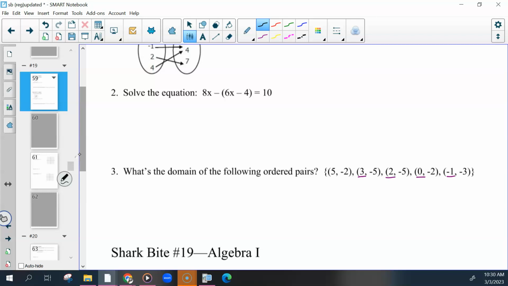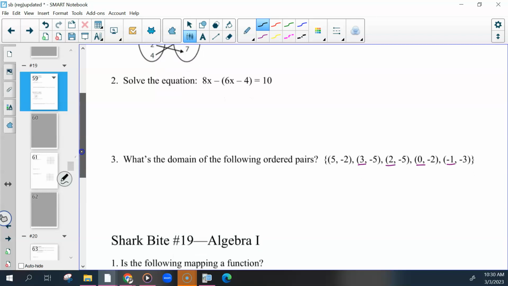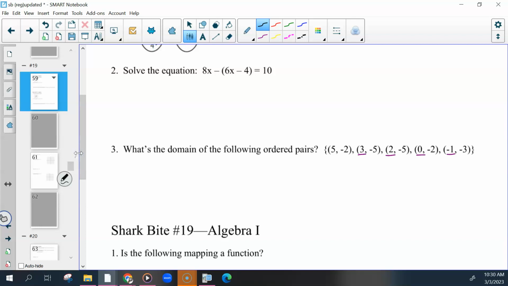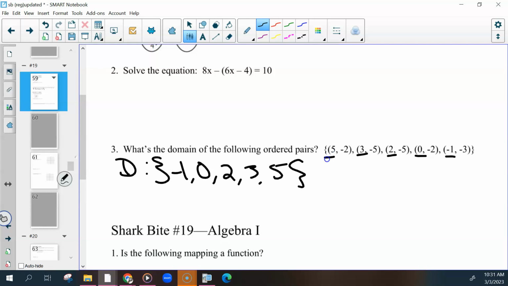We'll come back to 2 in a second, since we'll do all the Desmos things then. For number 3, this is not one you could do in Desmos. But if we're looking for domain, is that your x values or your y values? X values. So you're going to put all of your x values, least to greatest, in order without repeats. What would that look like? -1, 0, 2, 3, 5.